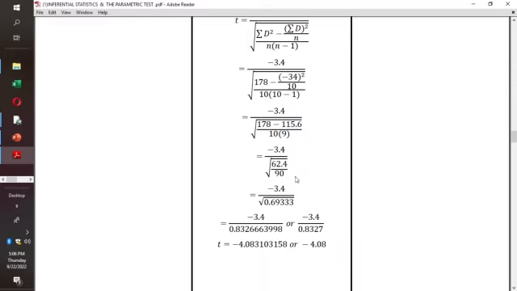over 90, equals negative 3.4 over the square root of 0.69333, equals negative 3.4 over 0.8326663998, or negative 3.4 over 0.8327. And the result is negative 4.08.